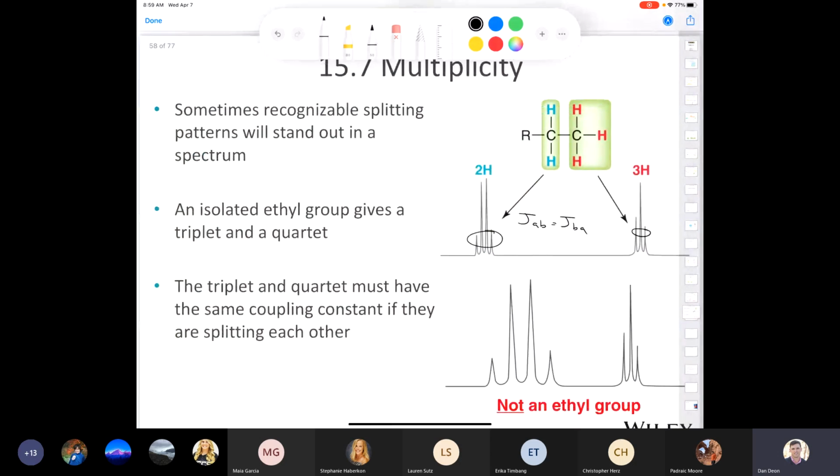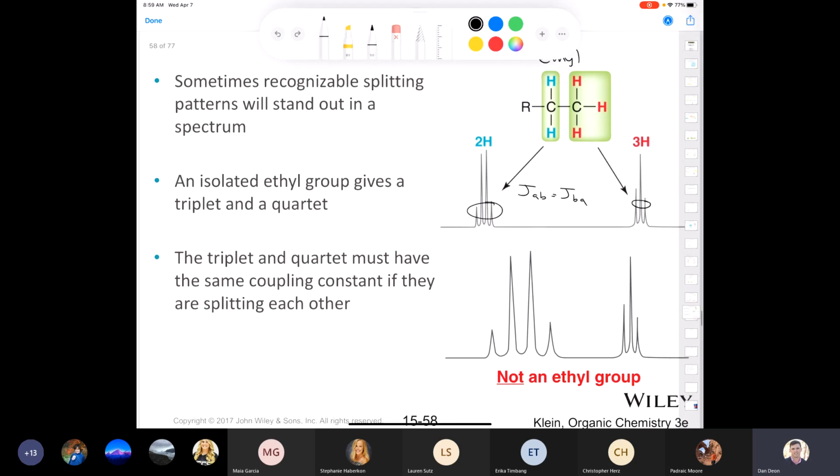But if you had a triplet and a quartet like this, it might be a knee-jerk reaction to say that this is an ethyl group, just like the one up here. But it's probably not, because you can see that the distance between the peaks here is much larger than in this one. So is this a quartet? Yes. Is this a triplet? Also, yes. Are they splitting each other? No, because their coupling constant is not the same.